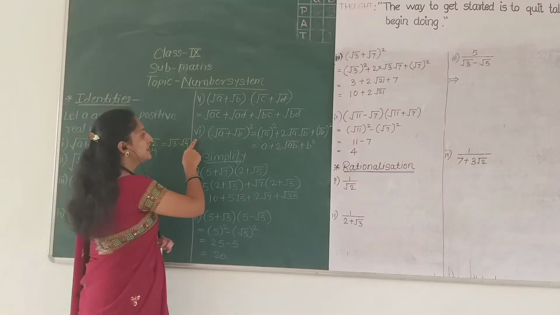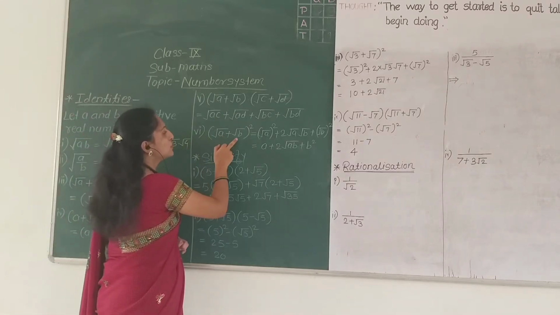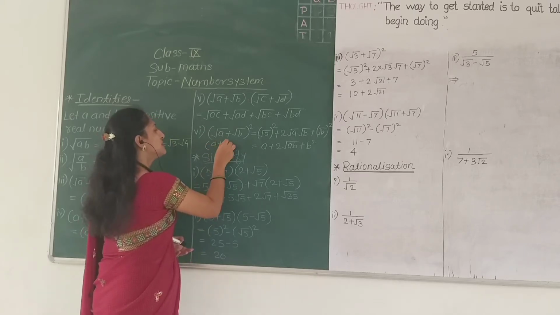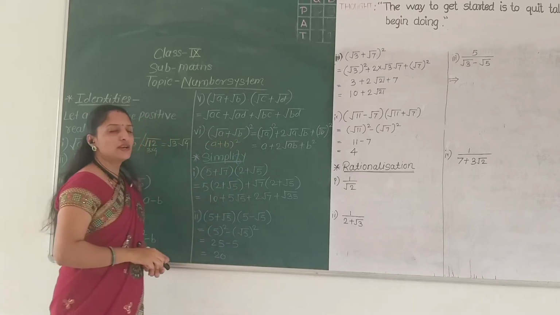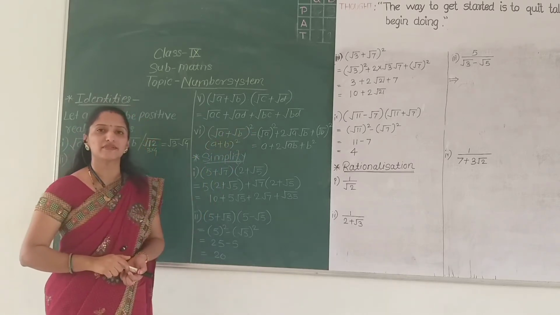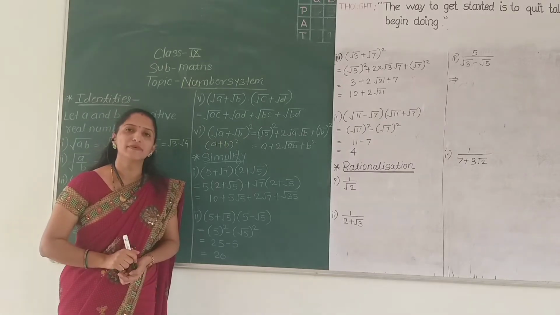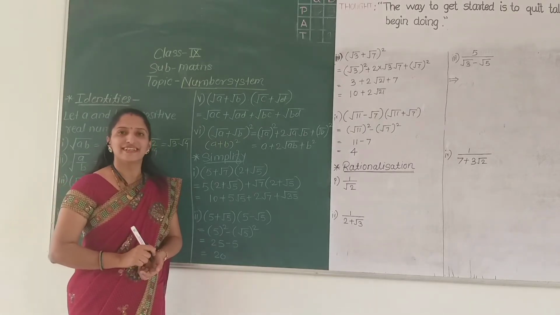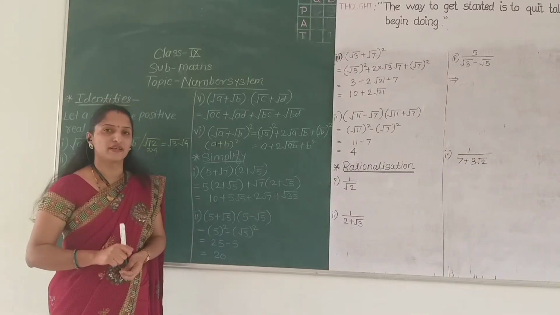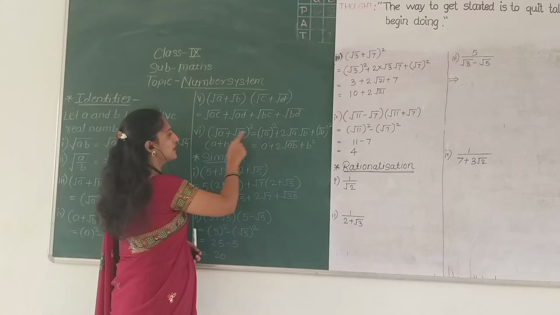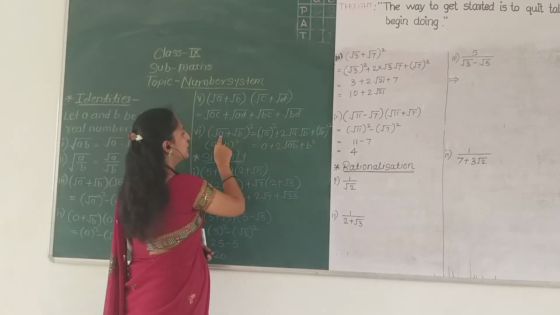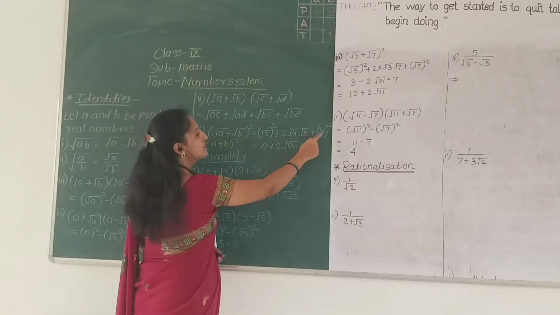And the last identity is root A plus root B whole square. It is same as A plus B bracket square. Now what is the expansion of A plus B bracket square? Yes, it is A square plus 2AB plus B square. Like that here A square, that means root A square, plus twice A into B, root A into root B, plus B square, root B square.